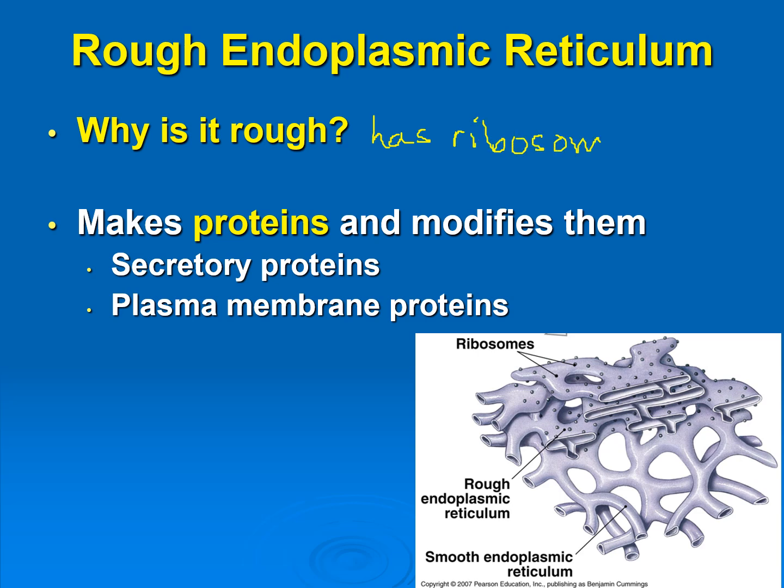And the function of the rough ER is because it has ribosomes attached to it. Remember, the ribosomes make proteins. So the rough ER is going to make proteins and modify them. And these proteins will either be secreted to the outside of the cell, or they might be stuck into the plasma membrane. So maybe they are going to serve as transport proteins or something like that.